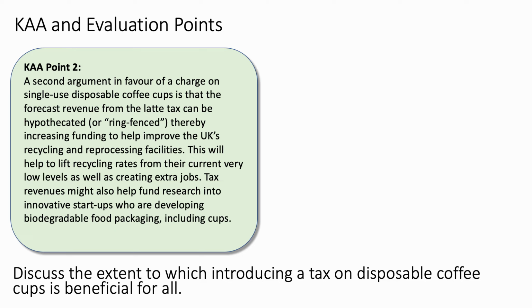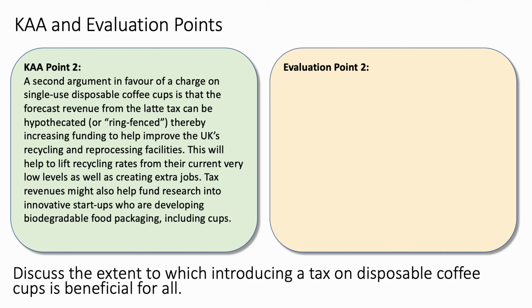This will help lift recycling rates from their low levels, less than 1%, as well as perhaps creating extra jobs. Tax revenues could also be funneled into funding new research into startups who are developing, for example, biodegradable food packaging, including cups. So there was a hint that the revenue from the tax could be used for socially beneficial purposes. Then build your evaluation point. Second point, leave a couple of lines.